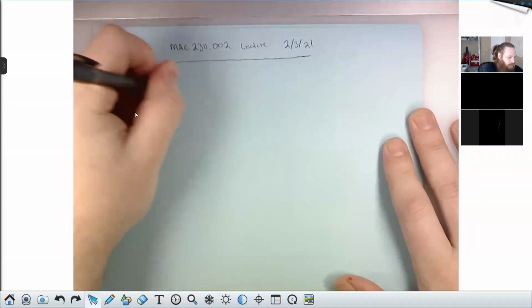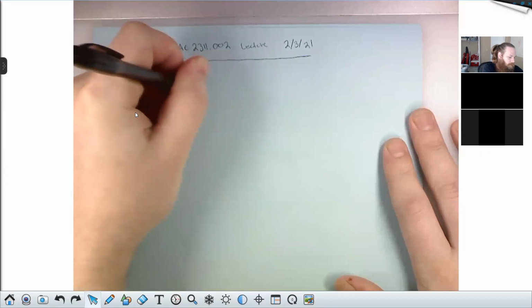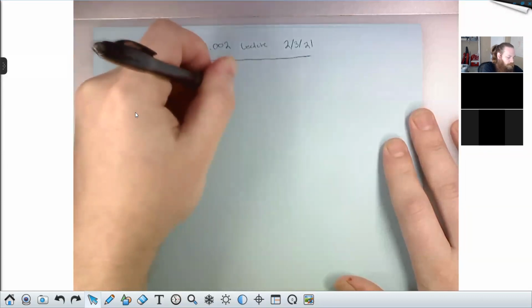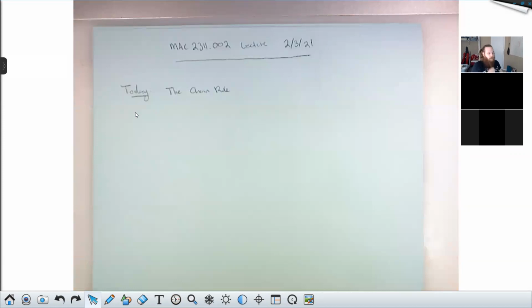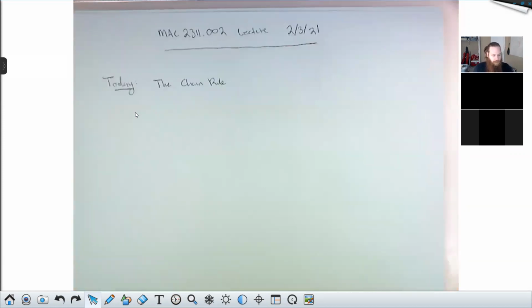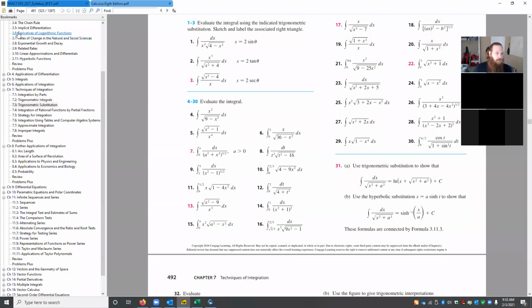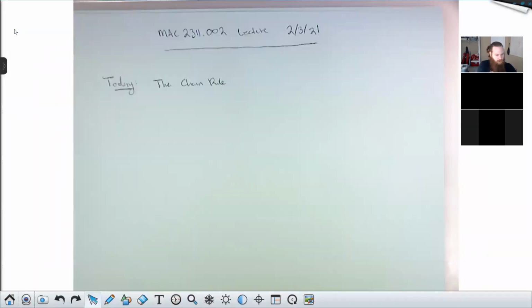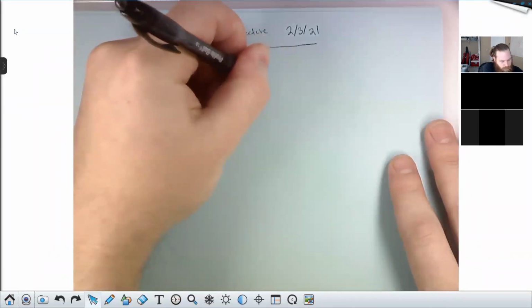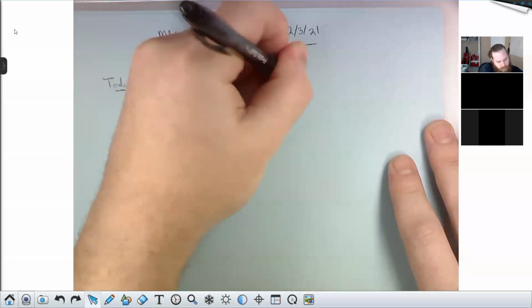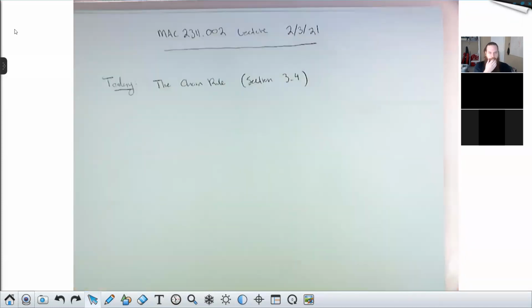Today is the chain rule. And the section, I think this is like 3.5, 3.4, sorry. And we talked about this a little bit on Monday. The idea is that there's an inner function and an outer function. And what we want to do is learn how to differentiate those composites.